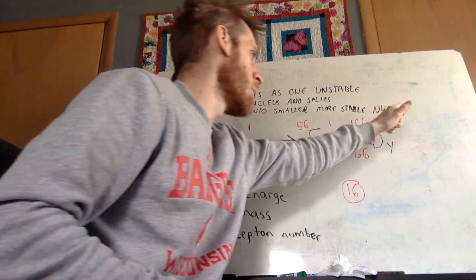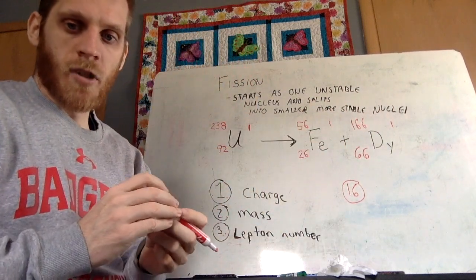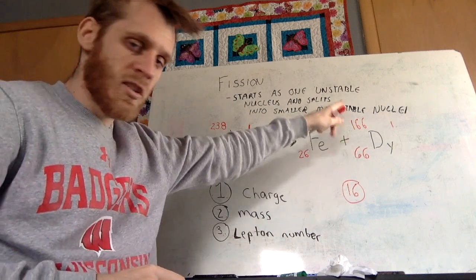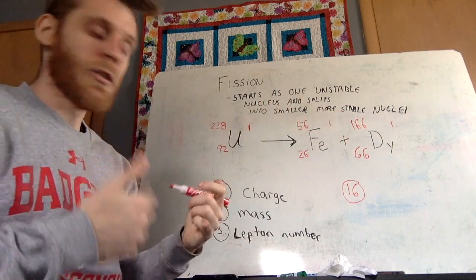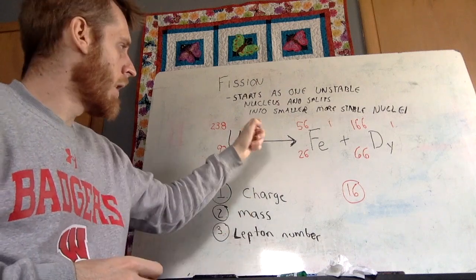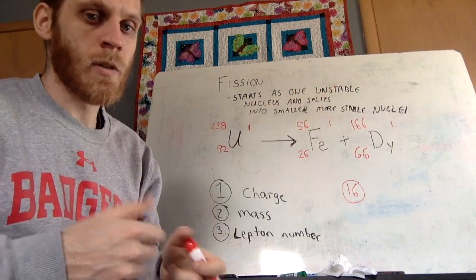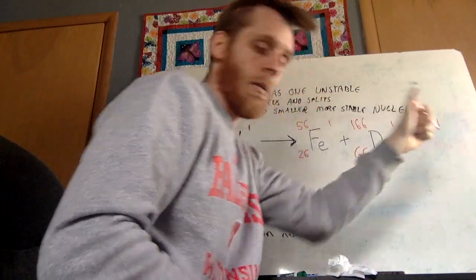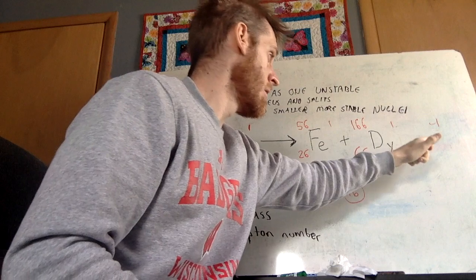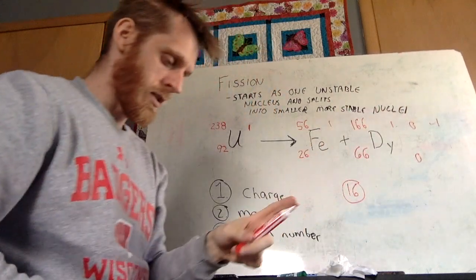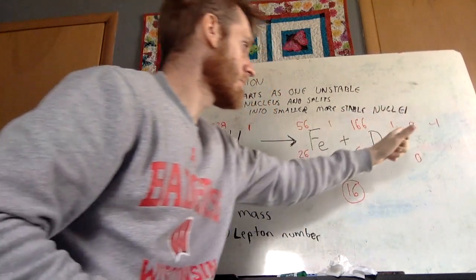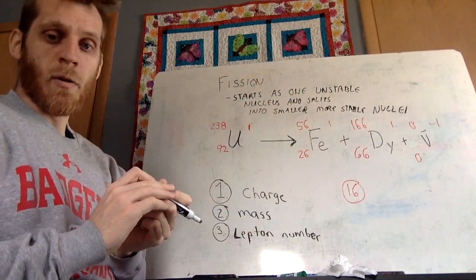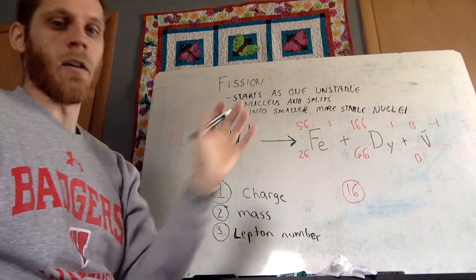And then the lepton number is 1, okay? So then we need to balance this out. So we'll just assume that the masses are balanced now. What else do we need to balance? Lepton number. Well, 1 equals 1 plus 1. That's not true. We need to add a -1 there. So I'm going to add in something with a -1, a mass of 0, and a charge of 0. So as we know, that's going to be an antineutrino.